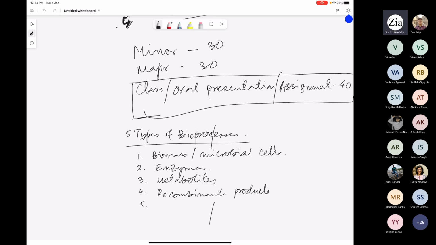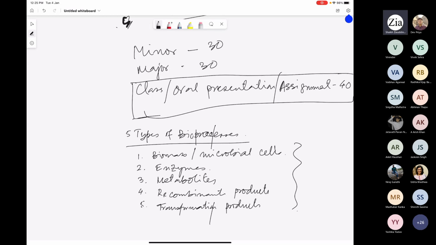And then finally, you can get biotransformation. So you can use biological means to transform one biological substance to another biological substance, like production of vinegar. You can convert ethanol to vinegar using biotransformation. So these are called transformation products. So broadly, we can get these 5 different types of bioproducts, and based on the requirement, we can classify them.